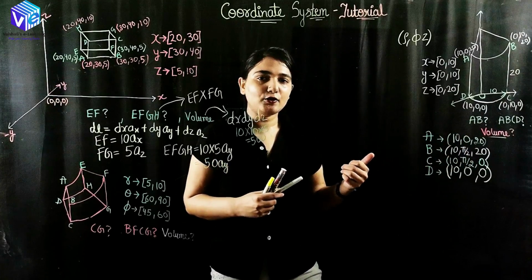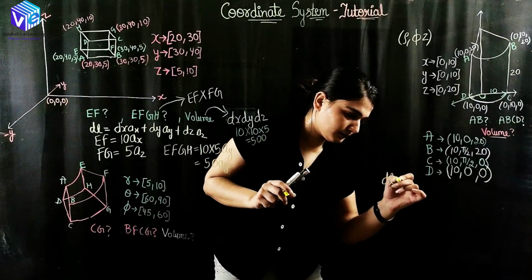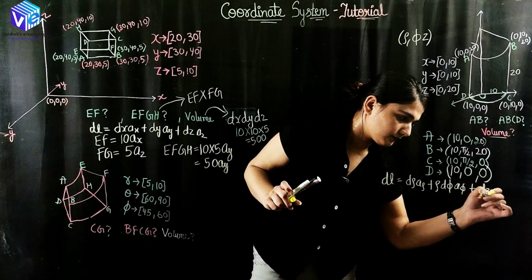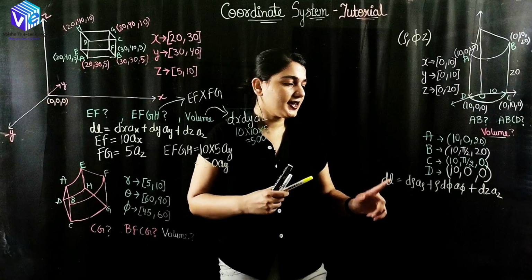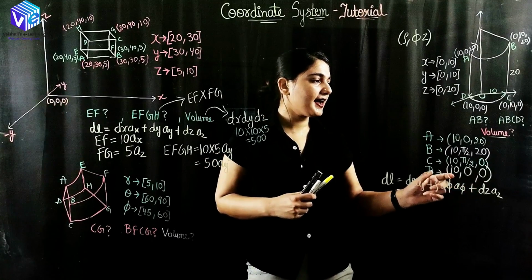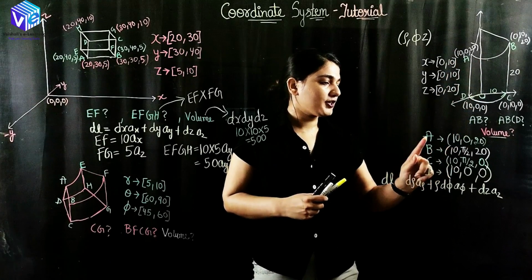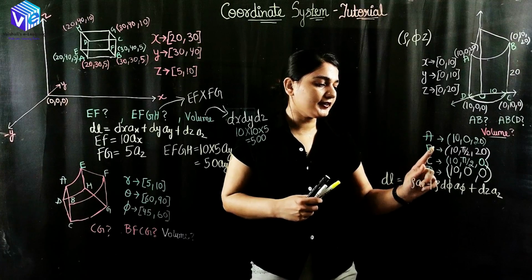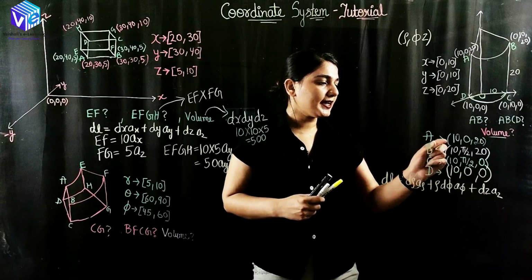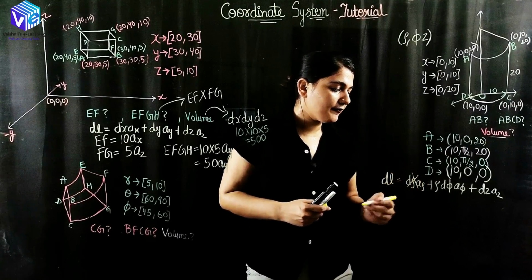So let's write down the formula for differential length in the cylindrical coordinate system. This is the formula: differential length is equal to d rho a rho plus rho d phi a phi plus dz az. Now I have to find this length AB. Here the point A is there, here the point B is there. First I find d rho a rho. The points A and B have the same rho, so d rho will be 0. I will neglect this.